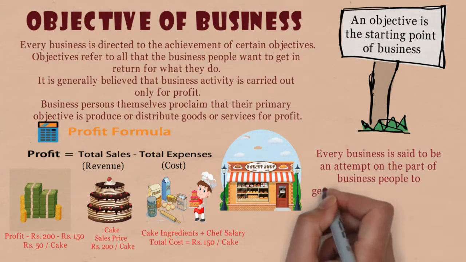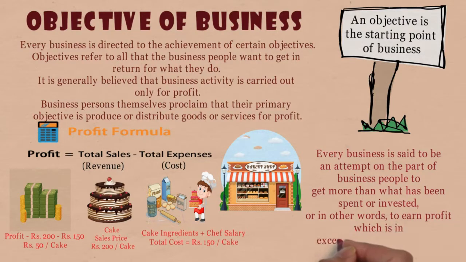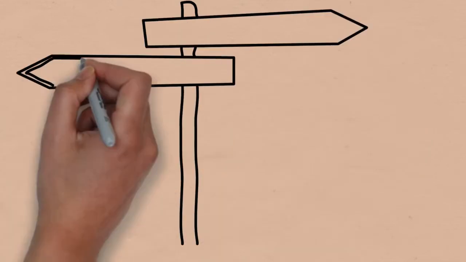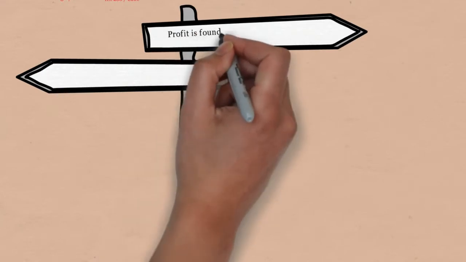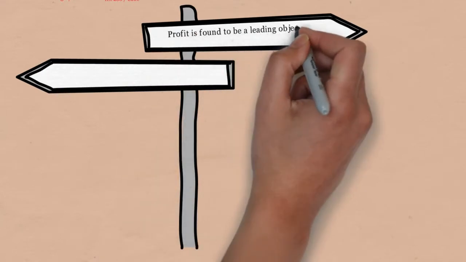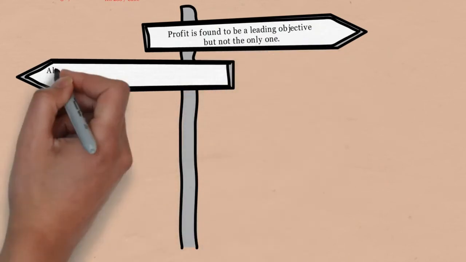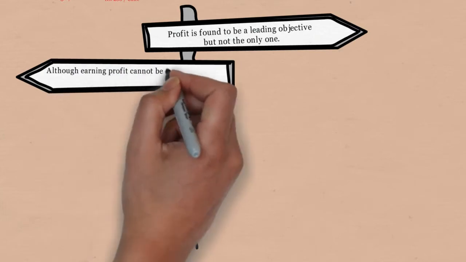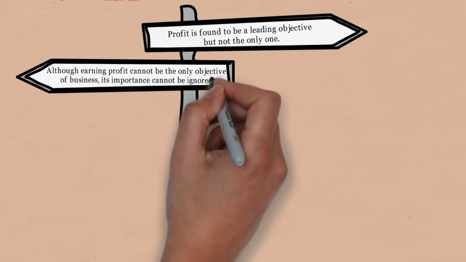Now every business is said to be an attempt on the part of business people to get more than what they have invested or spent. In other words, profit is basically the excess of revenue over cost. Now there are two ways to see this. As we learned, profit is the main or leading objective of any business, but it is not the only objective of business. But the importance of profit as an objective of business cannot be ignored.